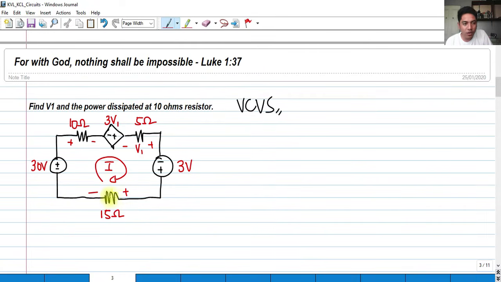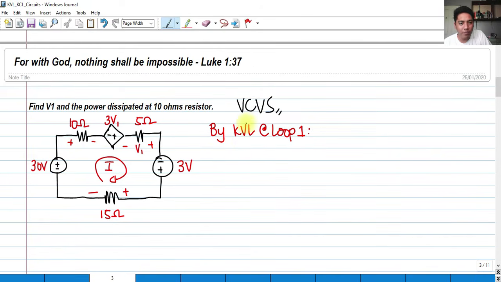Now, since this is a closed loop, we can use KVL at loop 1. This is our loop 1. We don't have any other loops because this is a very simple circuit. So let's try to solve the KVL. I'm going to drop the volt unit, and I'll write 30 instead of 30 volts.